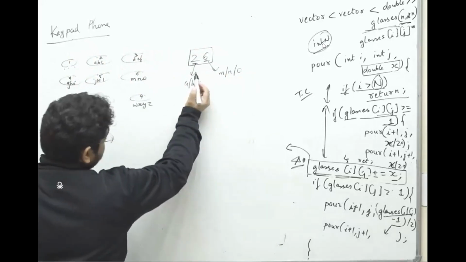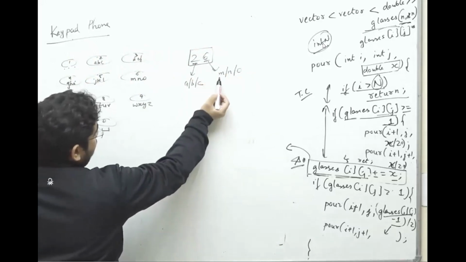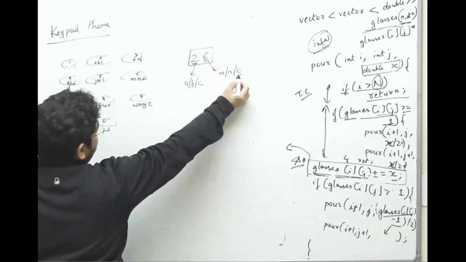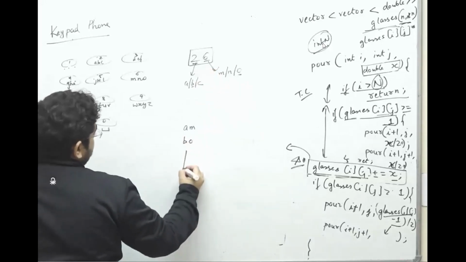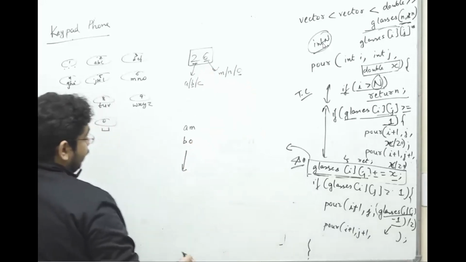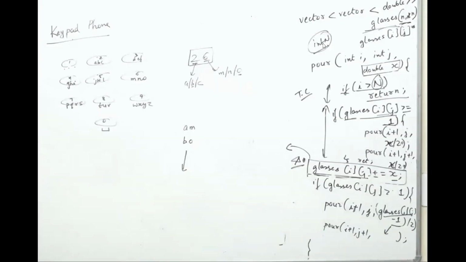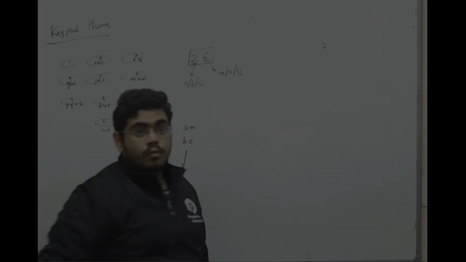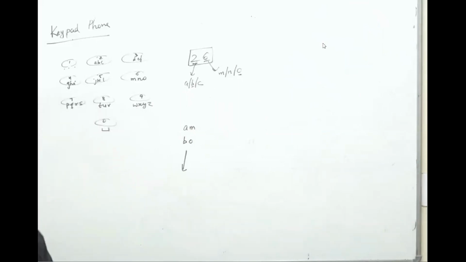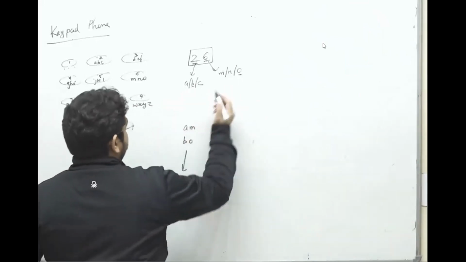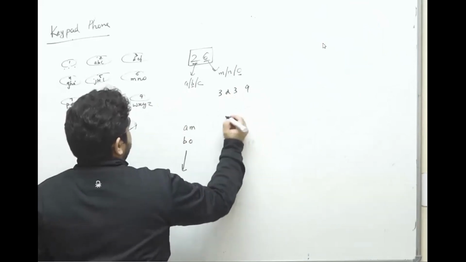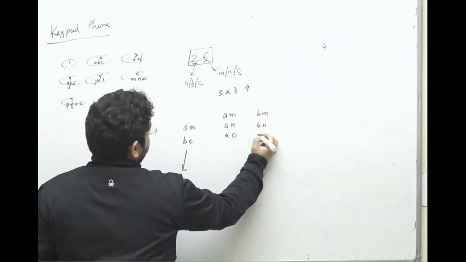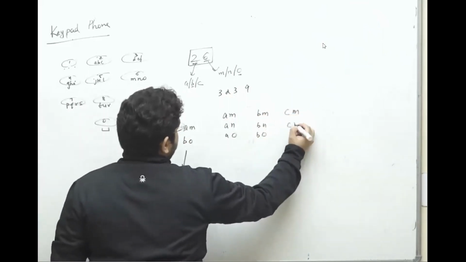As an example, if I replace this with A and this with M, I'll get AM. If I replace this with B and this with O, I'll get BO. And so on and so forth. There will be a lot of different possibilities. Can you calculate how many possibilities there will be in case of 26? 9, right? Yes. 3 options for this, 3 options for this, 3 into 3, 9. There will be AM, AN, AO, BM, BN, BO, CM, CN, CO.